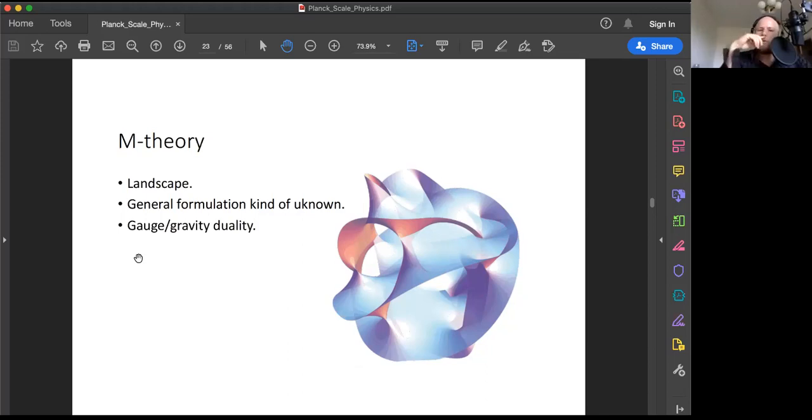Then there is another approach, that maybe actually this theory isn't correct. Our universe doesn't work like this.